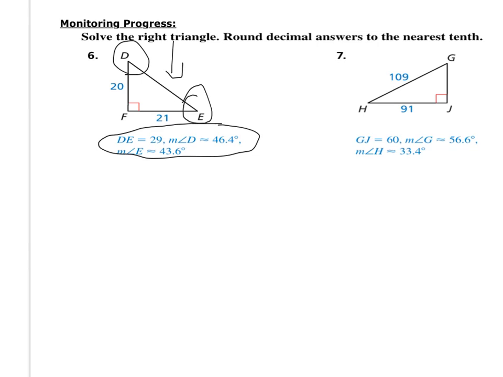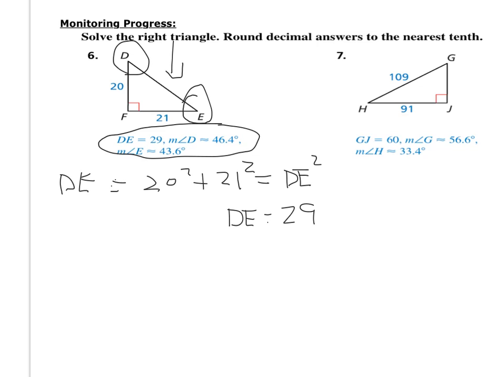First of all, the first thing they found was DE. In this problem, DE is the hypotenuse, right? And you know 2 of the sides. So how did they find it? They used the Pythagorean Theorem. They went 20 squared plus 21 squared equals whatever DE is, squared. Anyway, when they solved it, and you can work this yourself, what they ended up finding was that DE equaled 29. So that's how they found that.